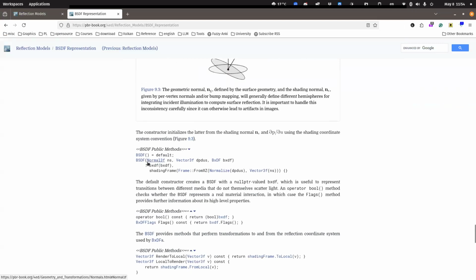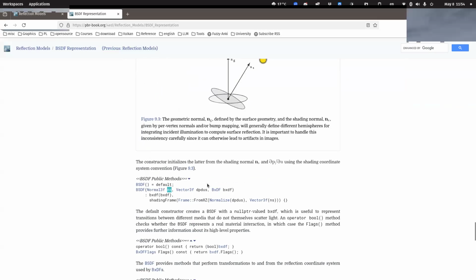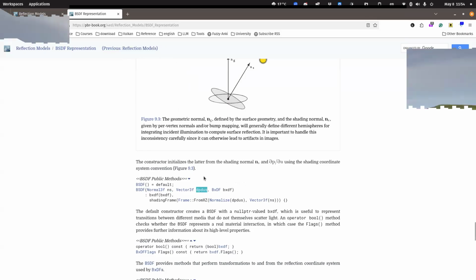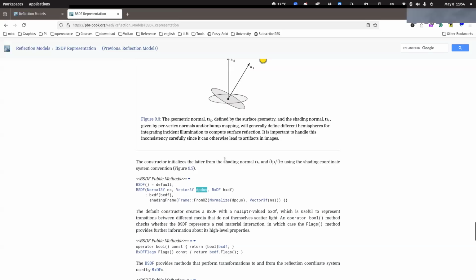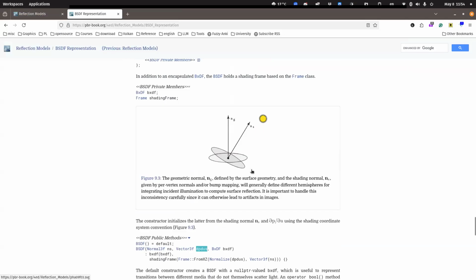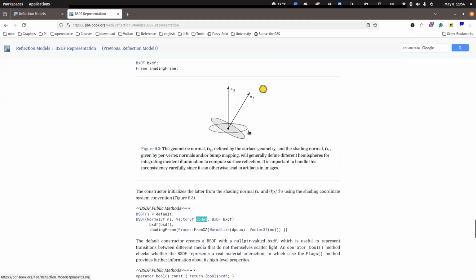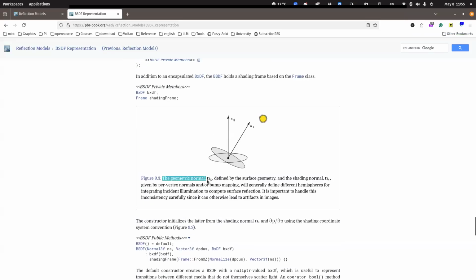And the shading frame is calculated from the normal and dpdus. What is that? The shading normal. Oh, dpdus is like the tangent. And here is a discussion of the geometric normal, which is defined by the surface geometry, and the shading normal, which is the per vertex normal, and bump mapping, which will be defined by the material on top of the geometric normal.